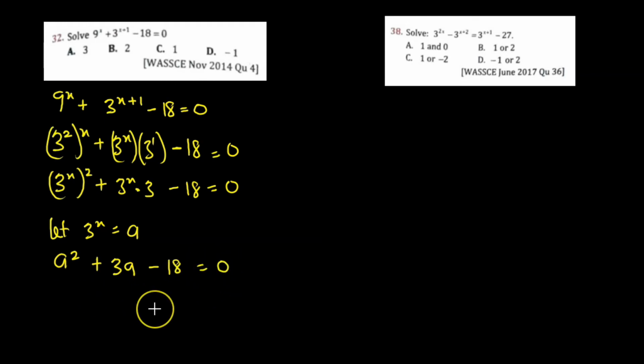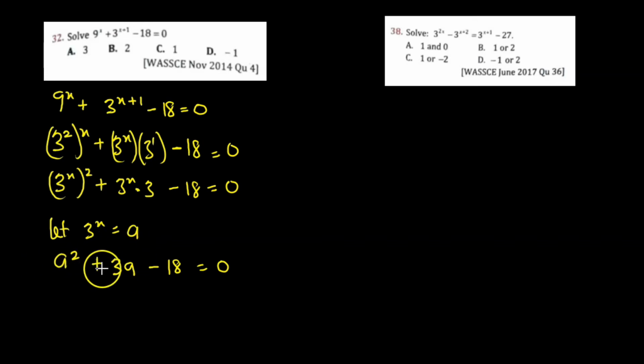Now what do you think we can replace? If you look at it carefully, you realize that we have 3 to the power x, which we can easily replace. So we can say let 3 to the power x represent a particular variable. We can say let the variable be a. So that will give us a squared. Substituting for 3 to the power x, we have a squared plus 3 times a, then minus 18, all equal to 0. So we've had a quadratic equation which we need to solve.